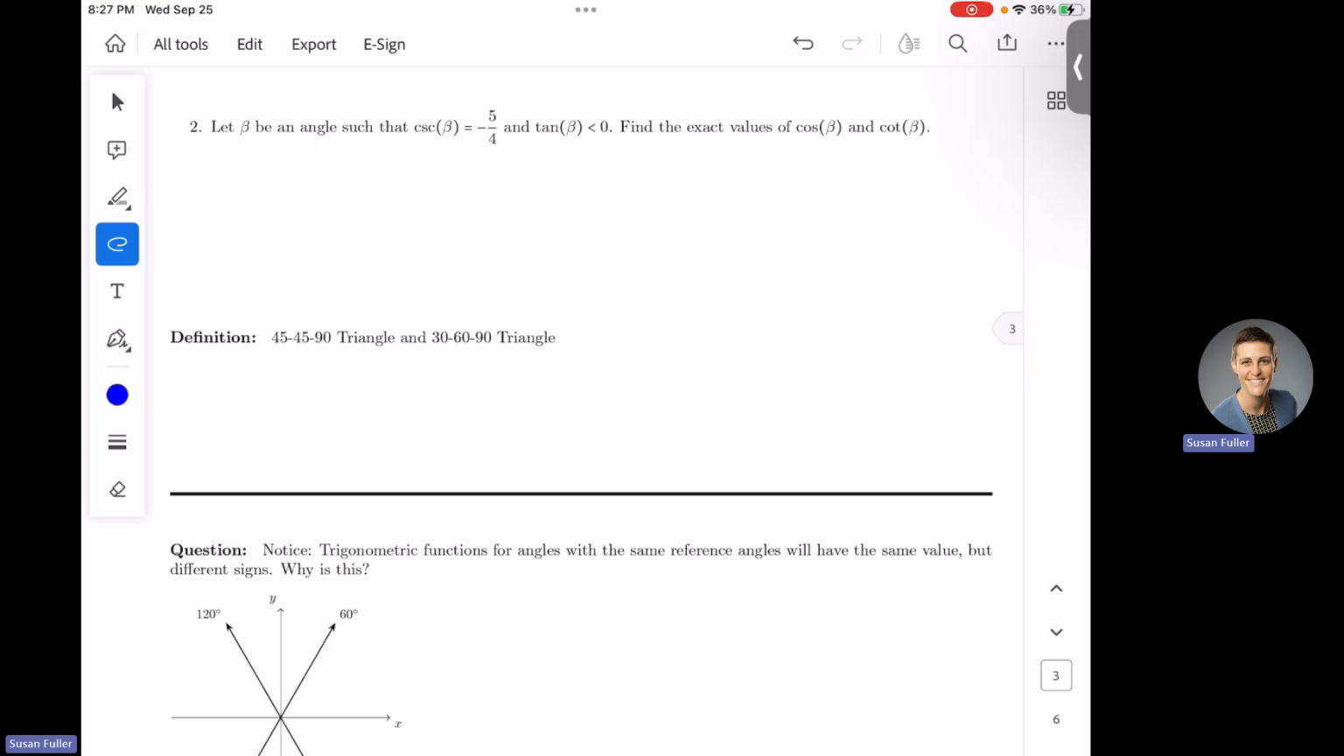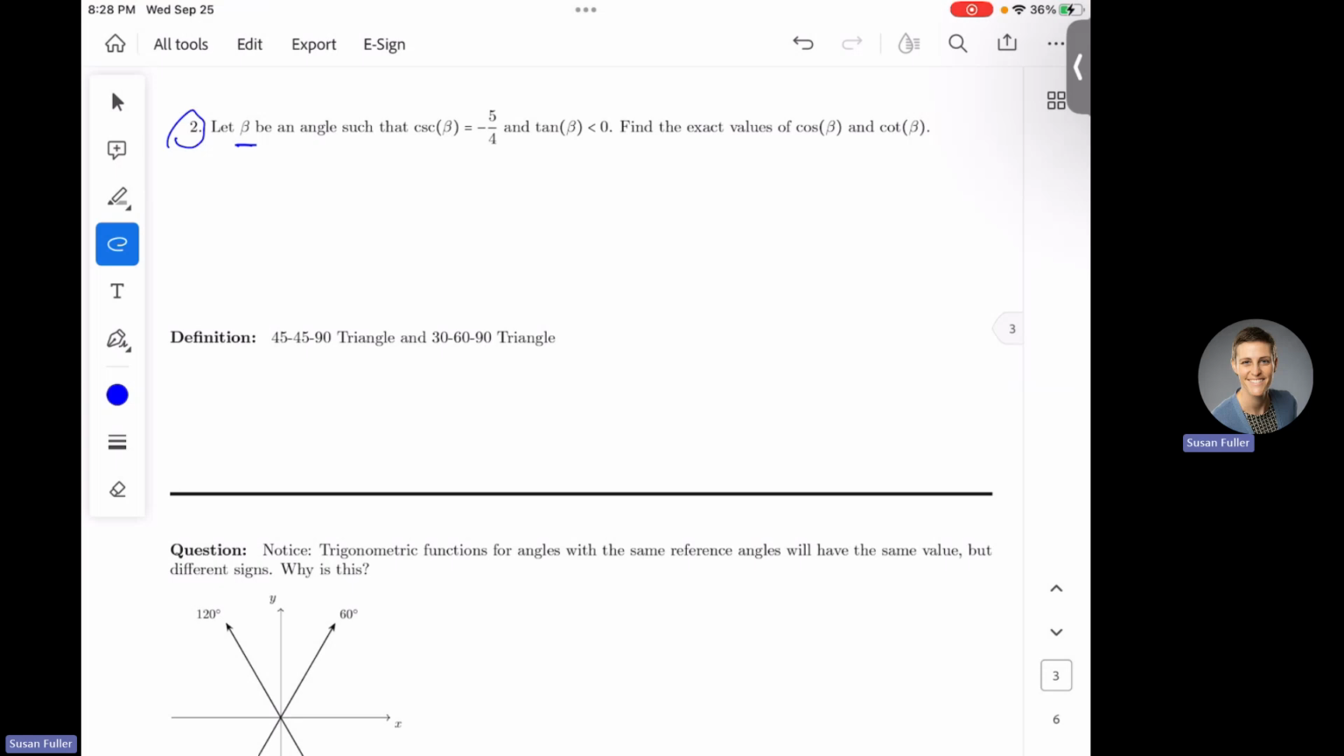All right, so we started doing some examples in class, and I just want to continue, and then we'll talk about some new material. All right, so number 2, we have an angle, and we're naming it beta, right? This fancy B is beta, and it's an angle such that the cosecant of beta equals negative 5/4, and the tangent of beta is less than 0. We need to find the exact values of the cosine of beta and the cotangent of beta.